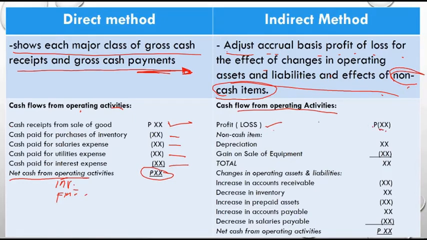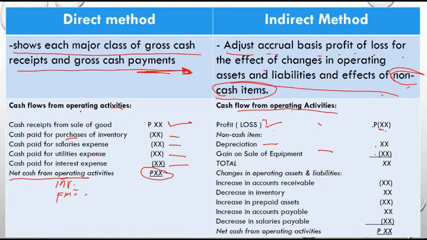So mga non-cash item, ibig sabihin nakaka-apekto siya sa cash, pero hindi naman siya naka-apekto dun sa pera directly. So, halimbawa, kagaya ng depreciation. Depreciation kasi, di ba, pag binenta mo yung bagay, nababawasan yung value. So, you have to add it. Gain on sale of equipment. Nagbawas ka ng equipment, ibig sabihin, bawas ka ng pera. So, total.